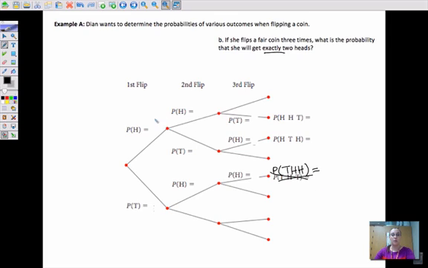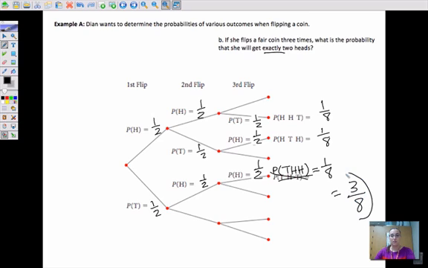So you just want to think about the probabilities along each of those pathways, which obviously each one is a half. So we're going to multiply a half 3 times, which will give us 1/8 for each one. And then adding those together, that gives us 3/8 of the time she'll get exactly 2 heads.